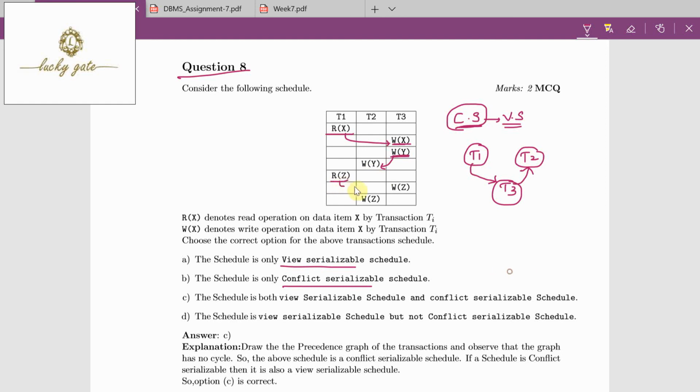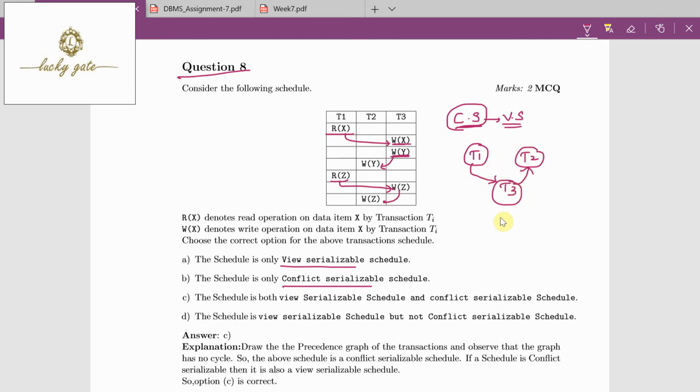This is read Z, conflict with write Z. It is a conflict from 1 to 3. Because the edge is already there from 1 to 3, you need not draw one more edge. And this is write Z, this is write Z. Now it is a conflict from 3 to 2. This edge is also already present. Now this is the resultant graph.